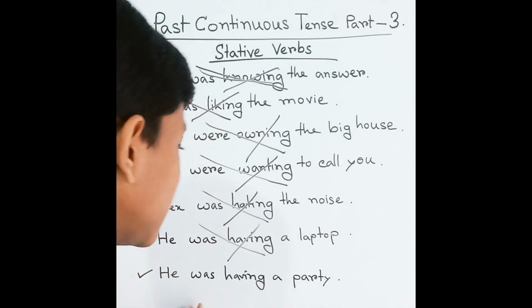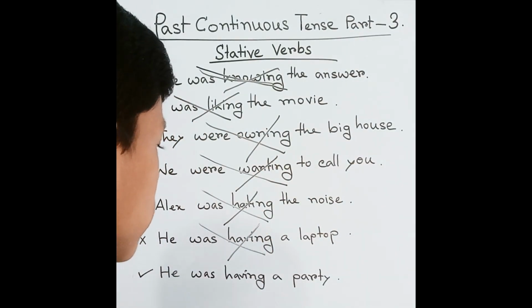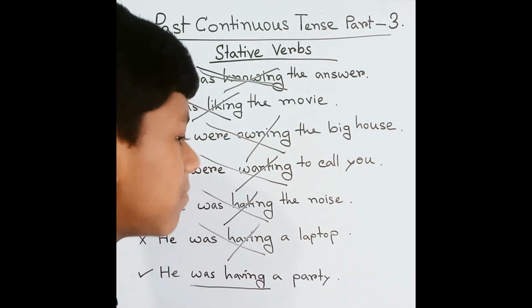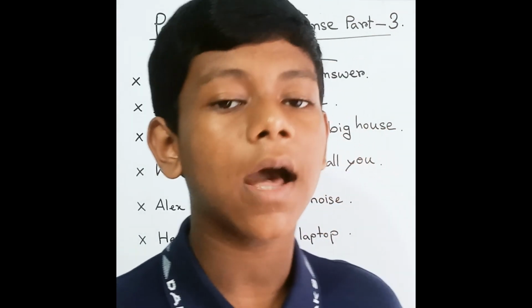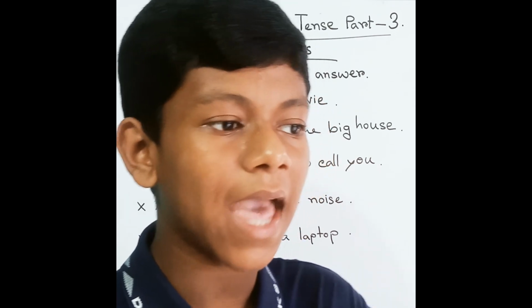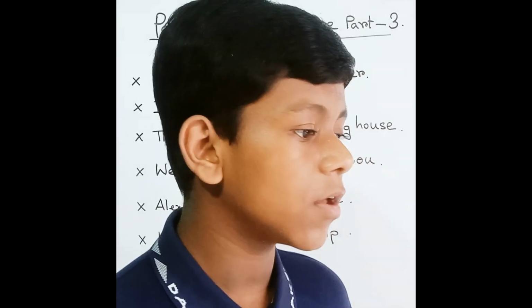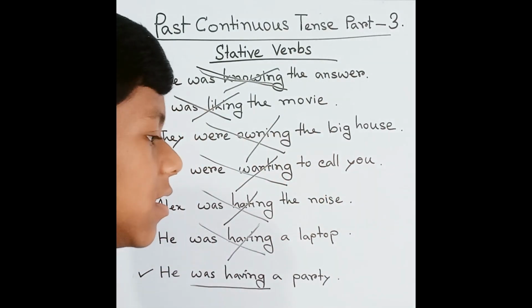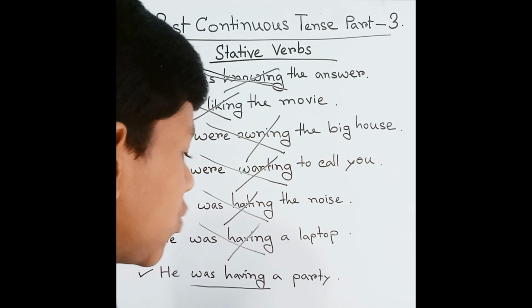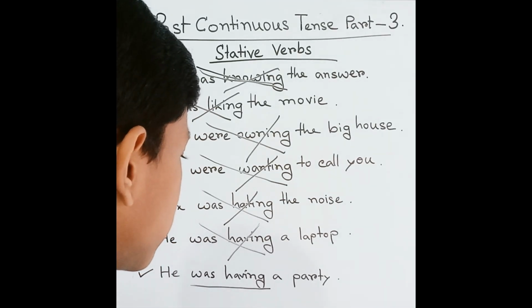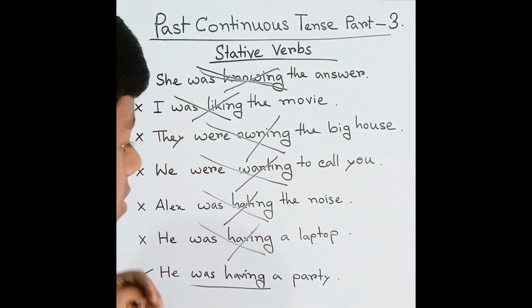But if it indicates "he was having a party," which indicates the past, something that happened, it was continuing during a period, during a moment. Because he was having a party, he was having fun, he was having his breakfast. So here have gives another meaning as a dynamic or action verb, and then it will be correct. But for the previous one, it will be wrong.